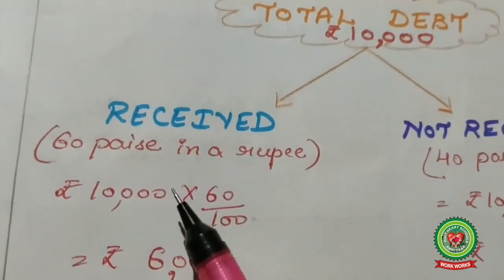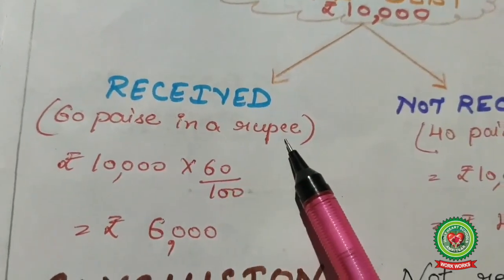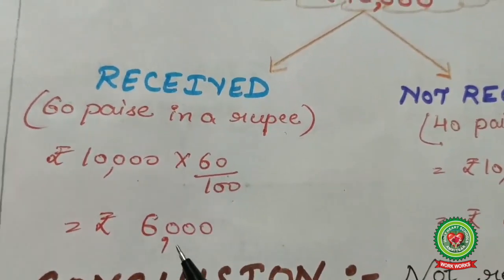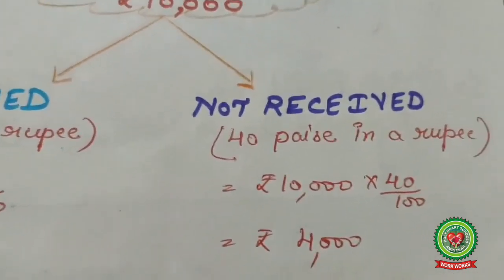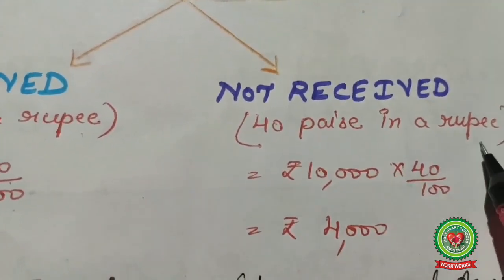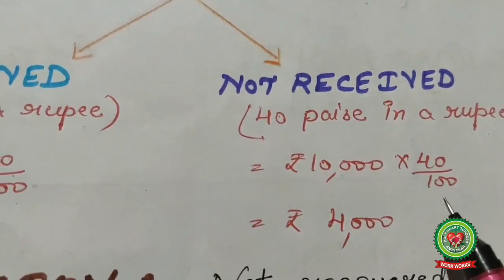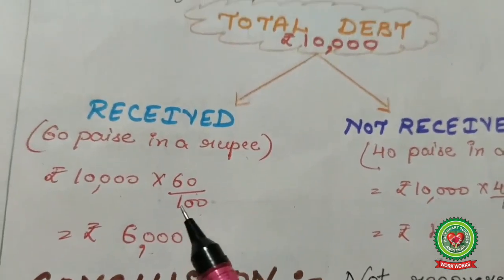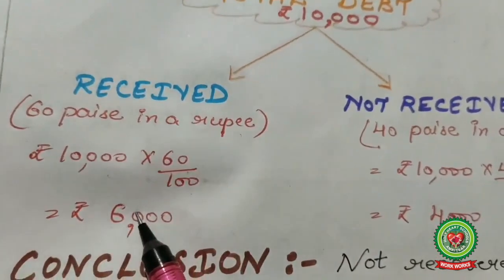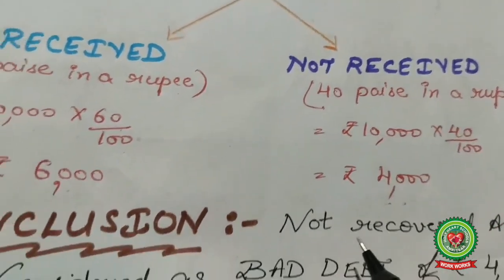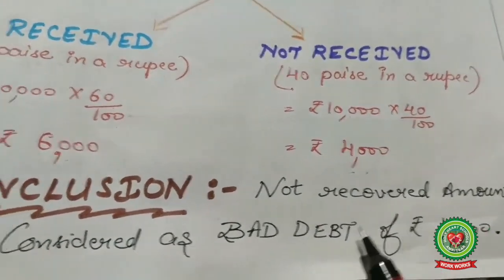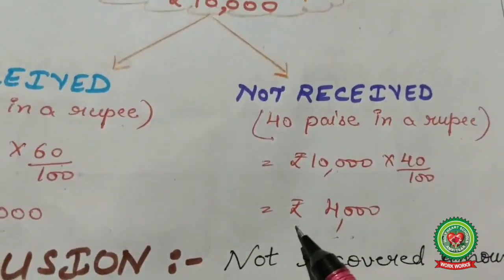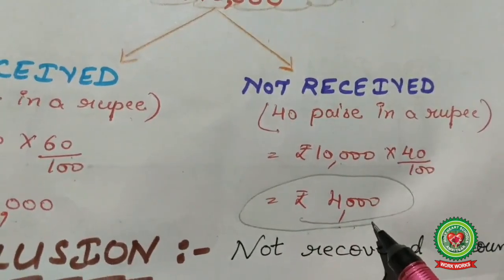First of all, received: 60 paisa in a rupee received, on a total of 10,000. 60 divided by 100, so 6,000 received. And not received: 40 paisa in a rupee not received, 10,000 total, 40 divided by 100, so 4,000 not yet received. So the total debt is 10,000: received 6,000, not received 4,000, and the not recovered amount is considered as bad debts of rupees 4,000. So here the 4,000 which is not received is considered as bad debts.